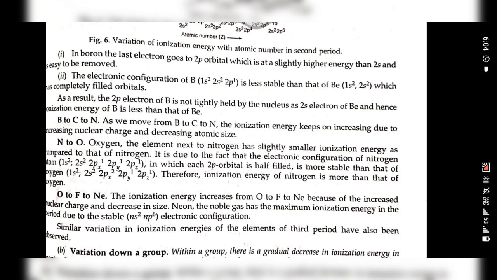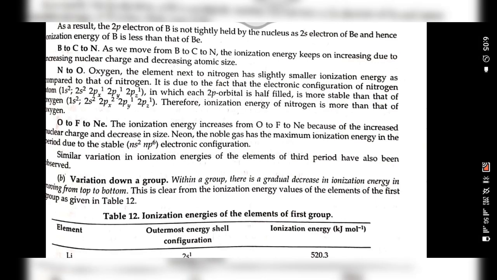Oxygen to fluorine to neon. The ionization energy increases from oxygen to fluorine to neon because of the increased nuclear charge and decrease in the size. Neon, the noble gas, has the maximum ionization energy in the period due to the stable electronic configuration. Similar variation in ionization energy of the elements of the third period has also been observed.